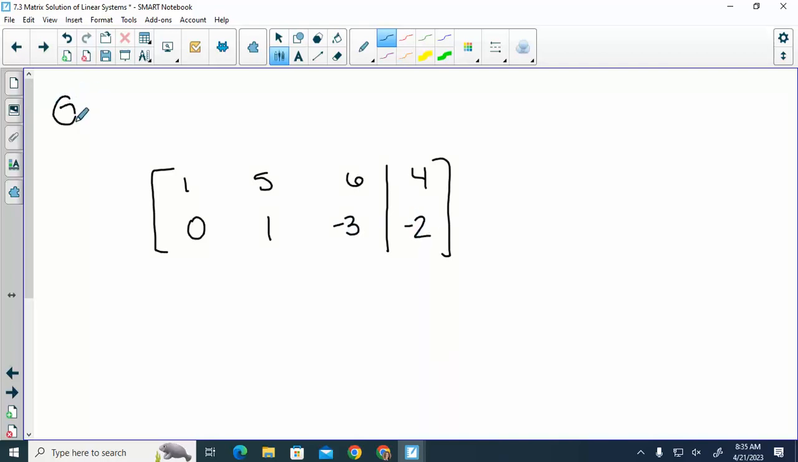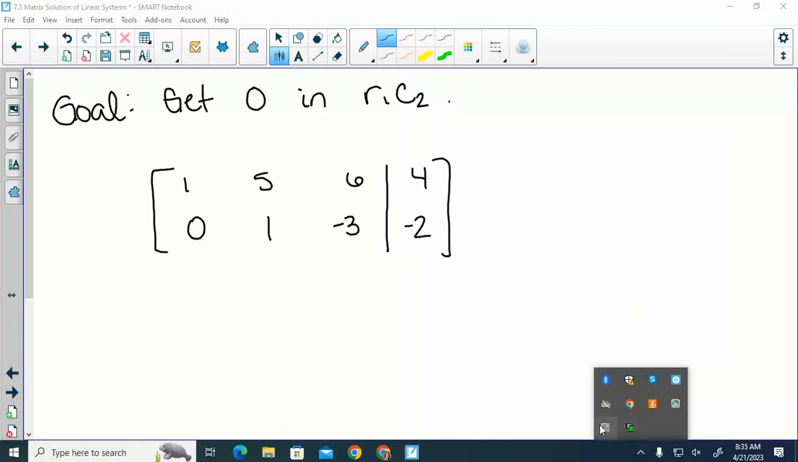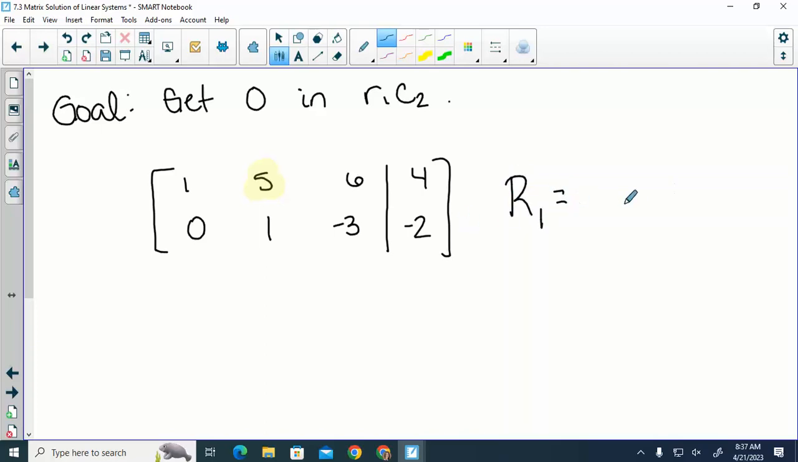Okay, and I want to get a 0 in row 1, column 2. Oh, I said row 2. We didn't do it, but I'm on calculator. So we need this number to be 0. Which row are we changing? We're going to change row 1, replace row 1.